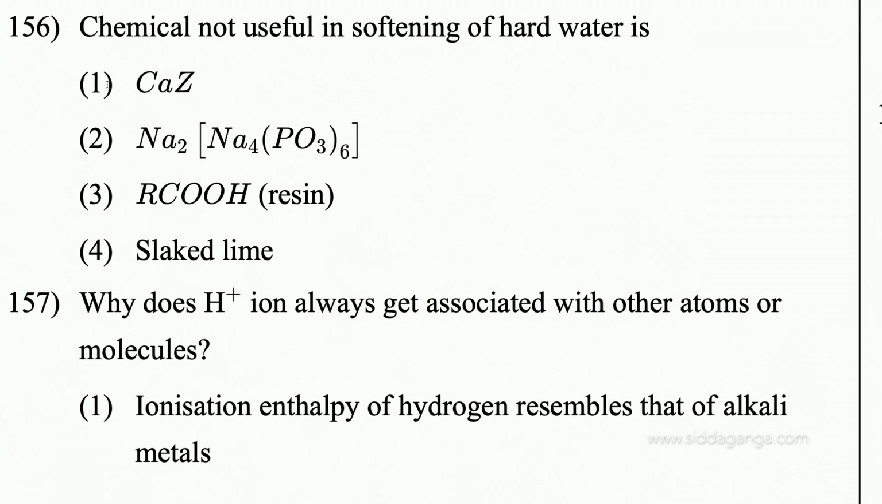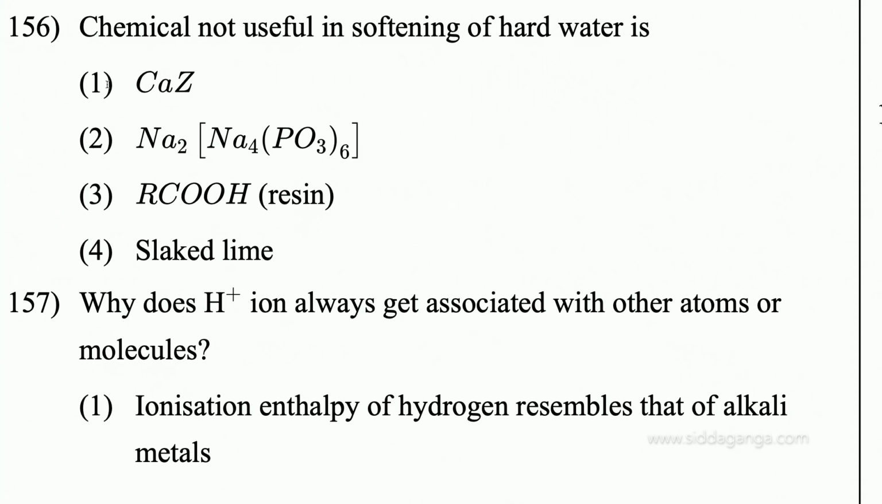Which chemical is not useful in softening of hard water? It is a direct question. They have given calcium permutate, CaZ, sodium hexametaphosphate, and then organic resin, slaked lime, that is Ca(OH)2. That is also used in the softening of hard water, and this organic resin is also used.